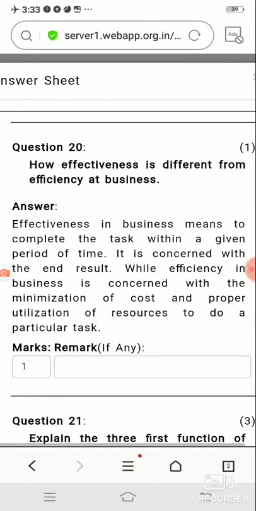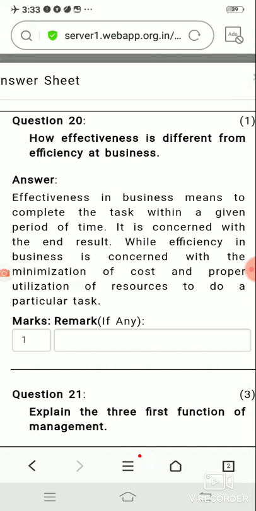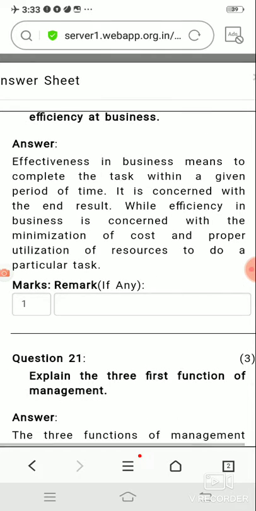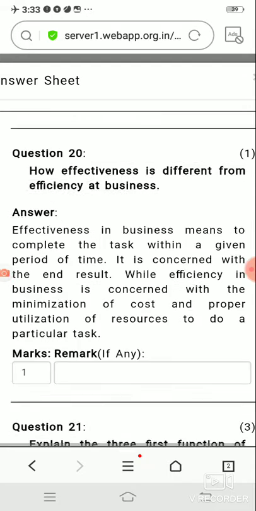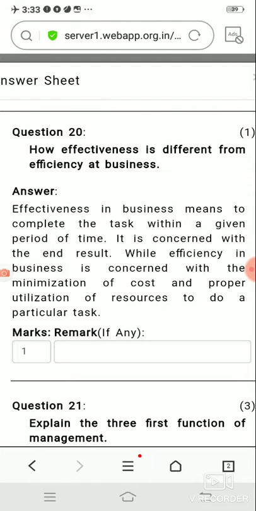Next will be how effectiveness is different from efficiency in business. This is a 1 mark question, so you don't need to go very deeply here. The main difference between effectiveness and efficiency is that effectiveness is related with the end result. End result means to achieve the target or to complete the work on time, and that is called effectiveness. Now efficiency is related with utilization of fewer resources and providing more and more products.